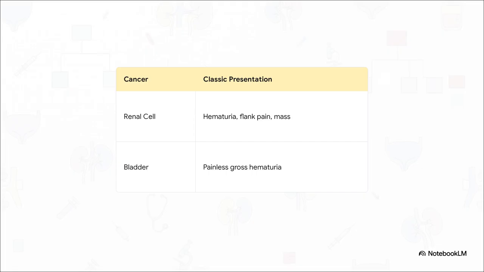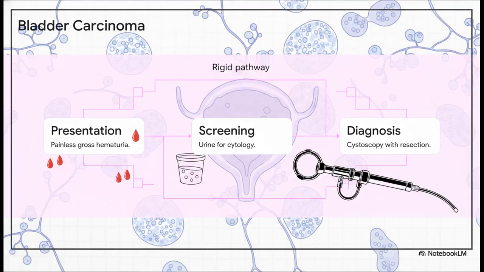Bladder carcinoma, on the flip side, presents as painless, gross hematuria, usually in older patients with a heavy history of smoking or industrial dye exposure. For bladder carcinoma, the diagnostic pathway is rigid. Non-negotiable. Once a high-risk patient comes in with painless, gross hematuria, you might do an initial screen with urine cytology, sure. But your mandatory next step is the gold standard, a diagnostic cystoscopy with transurethral resection of the bladder tumor.